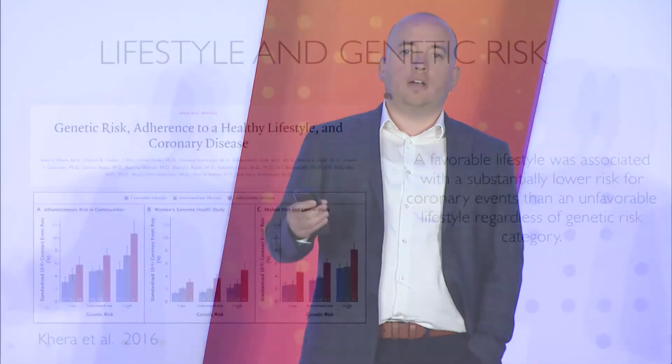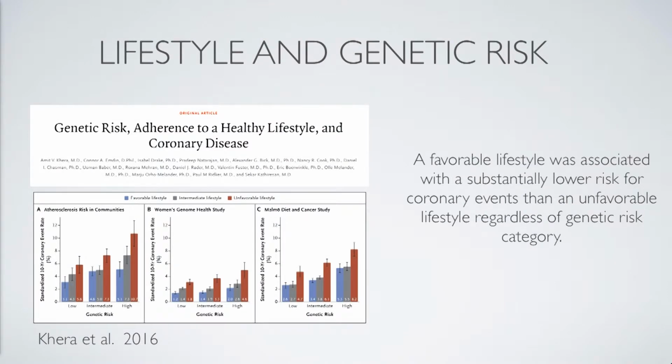One of the recent studies published from Sekar Kathiresan's lab showed that in the context of genetic risk to human diseases, lifestyle can be an extremely effective modifier of that disease risk. For example, in coronary heart disease, individuals who have high genetic risk but a good lifestyle are able to modify that genetic risk. Similarly, if you have low genetic risk and poor lifestyle behaviors, that can still drive up your disease risk quite a bit.